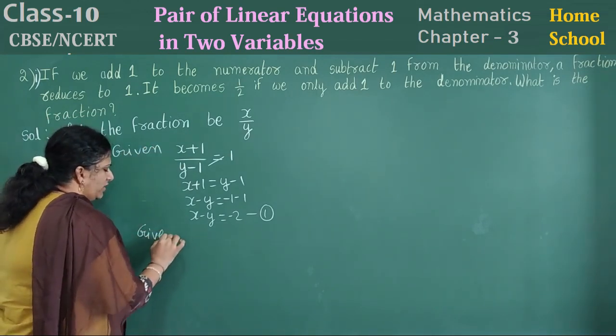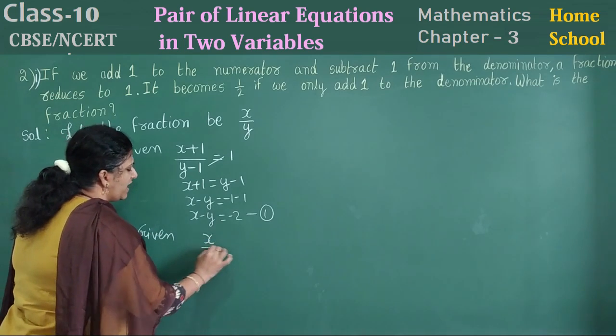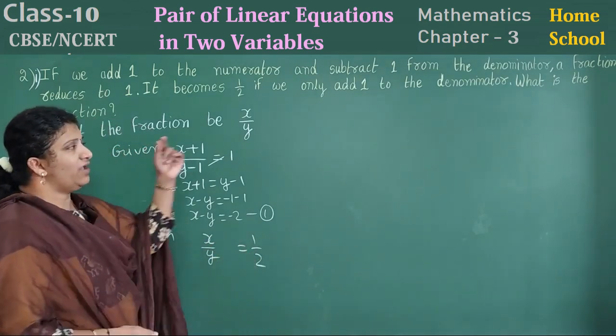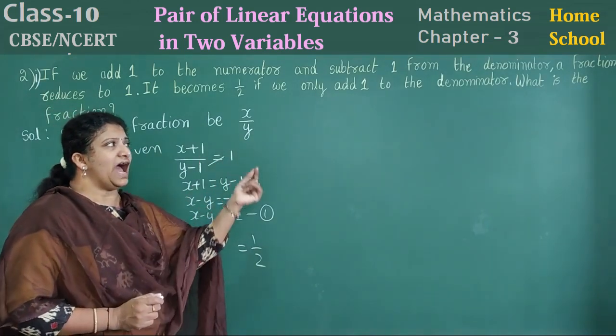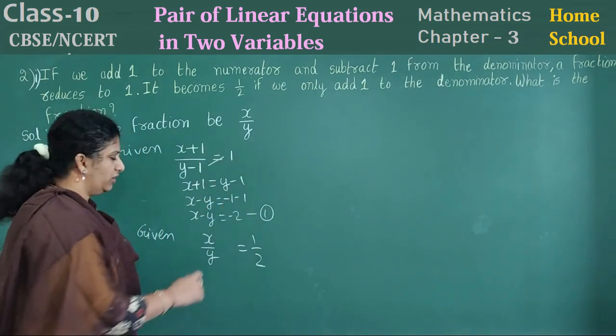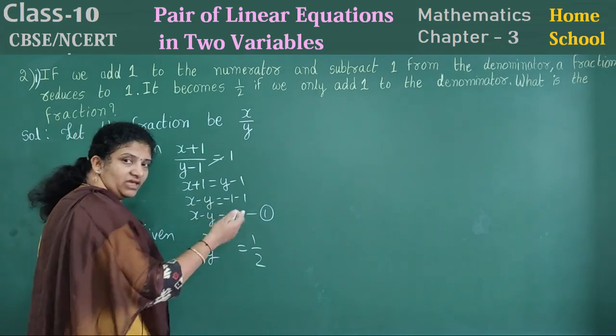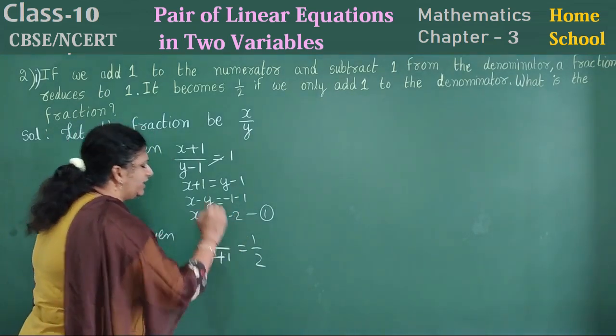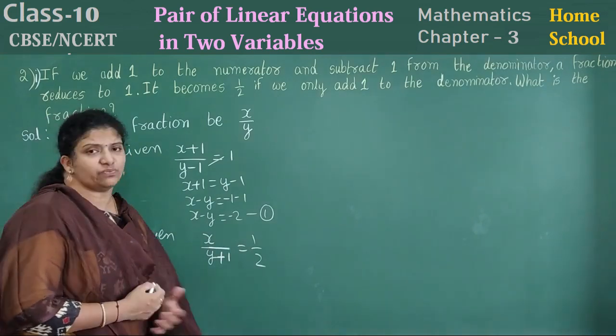Given, what they have given? x by y becomes 1 by 2 if we only add 1 to the denominator. Okay, not only fraction, something given. What is that? If we add 1 to the denominator, it becomes 1 by 2.